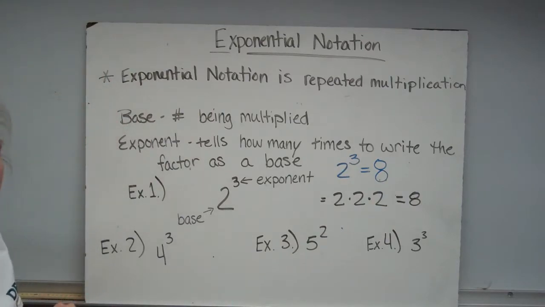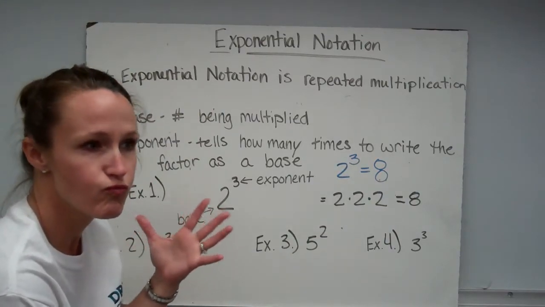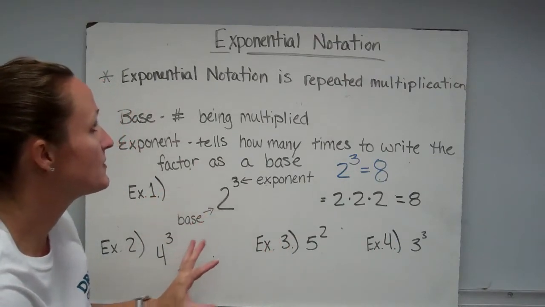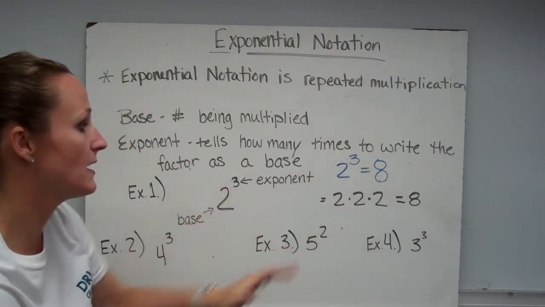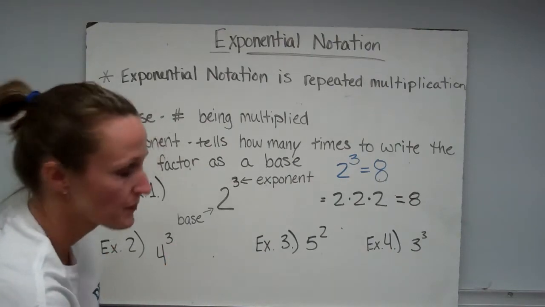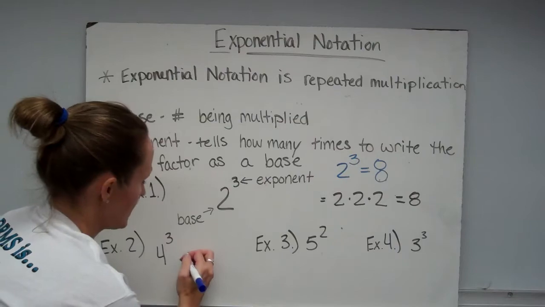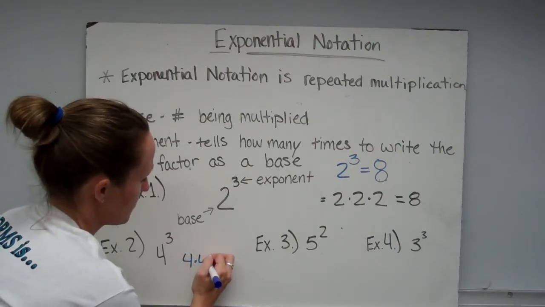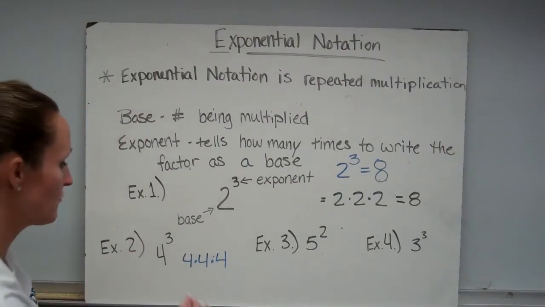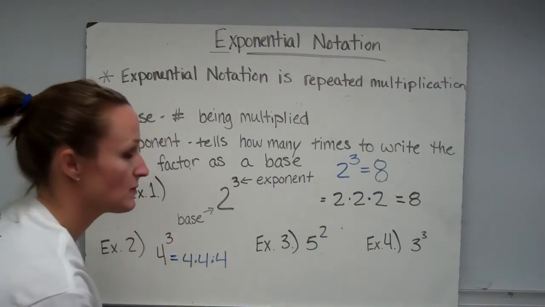Okay, so let's look at some more. You need to be really good at going back and forth between expanded form or exponential notation and dealing with an exponent. So say we have 4 to the third, or 4 cubed. This we can rewrite as 4 times 4 times 4. Right? 4 to the third equals 4 times 4 times 4.